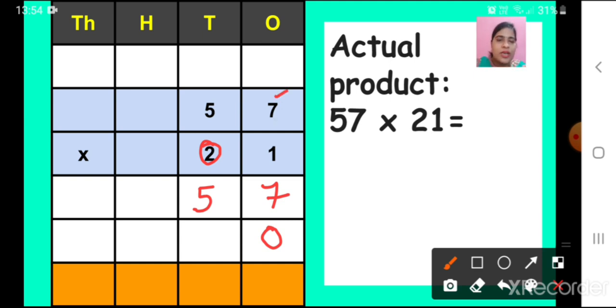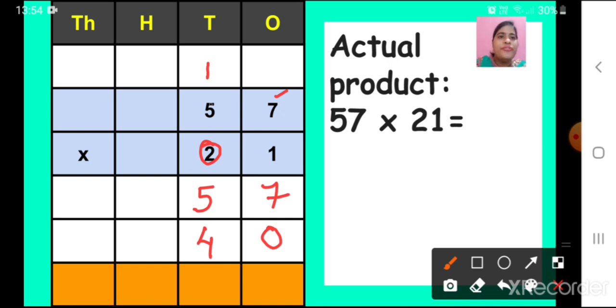What is 2 sevens? 14. Two digits are there, that means there is a carryover. 1 will be carried over to the next number in the tens place. So I will write number 1 here, and number 4 I will write down in the next place. 2 sevens are 14, 1 carry over, 4 here down.